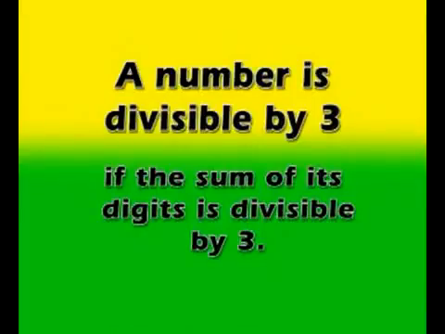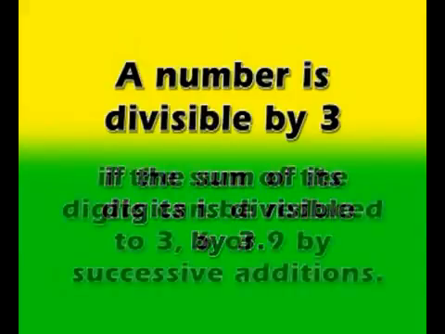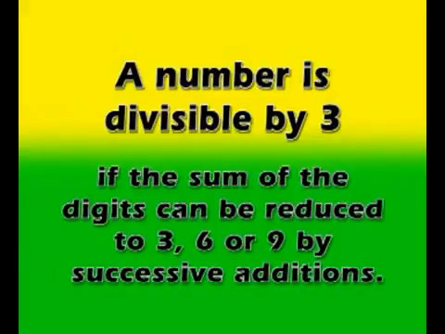From this, you can see that if the sum of the digits of a number is divisible by 3, the number itself is divisible by 3. Or if the sum of the digits can be reduced to 3, 6, or 9 by successive additions of the digits, then the number is divisible by 3.